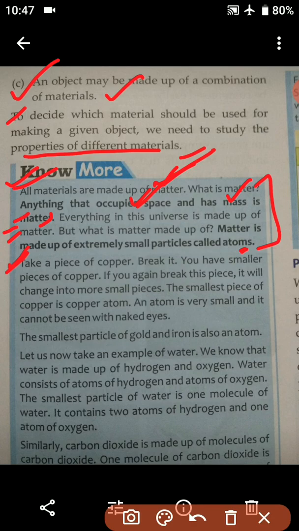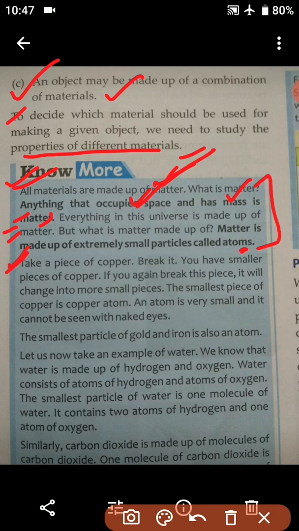So after breaking, you will find similar pieces of copper, but they are smaller in size. If you again break this piece, it will change into even smaller pieces. So students, if we take a bigger piece of copper and break it, we will find a smaller piece of copper. And if we break it again, we will find even smaller pieces.